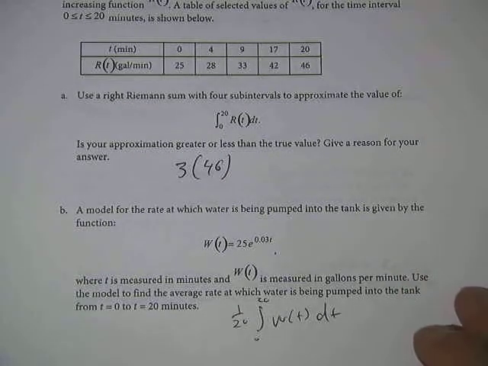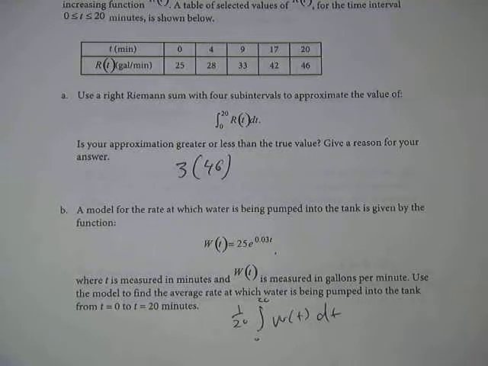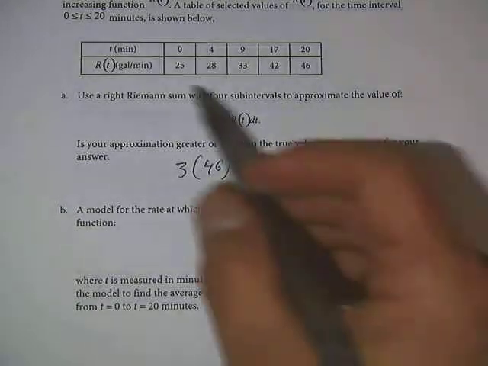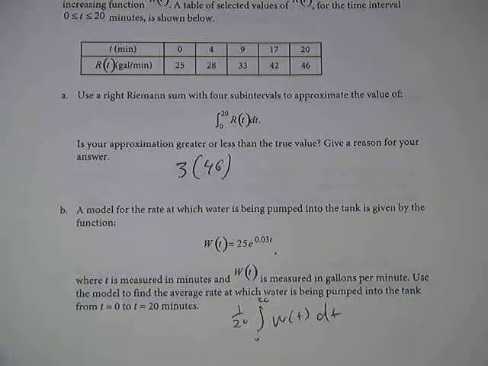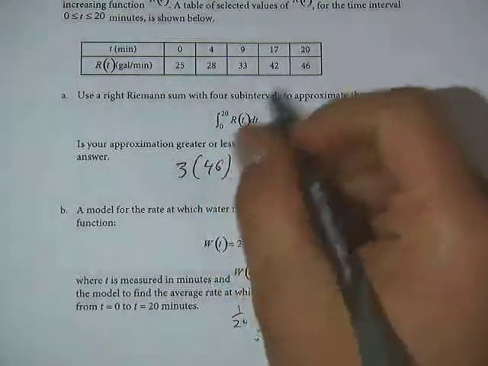If you want to, you can work your way backwards. I'm going to go backwards just because I think it's easier. The first rectangle is going to have a length of 3 on the bottom. It's going to be measured at the height of the right endpoint, which is 46. So the first rectangle will be a 3 by 46.